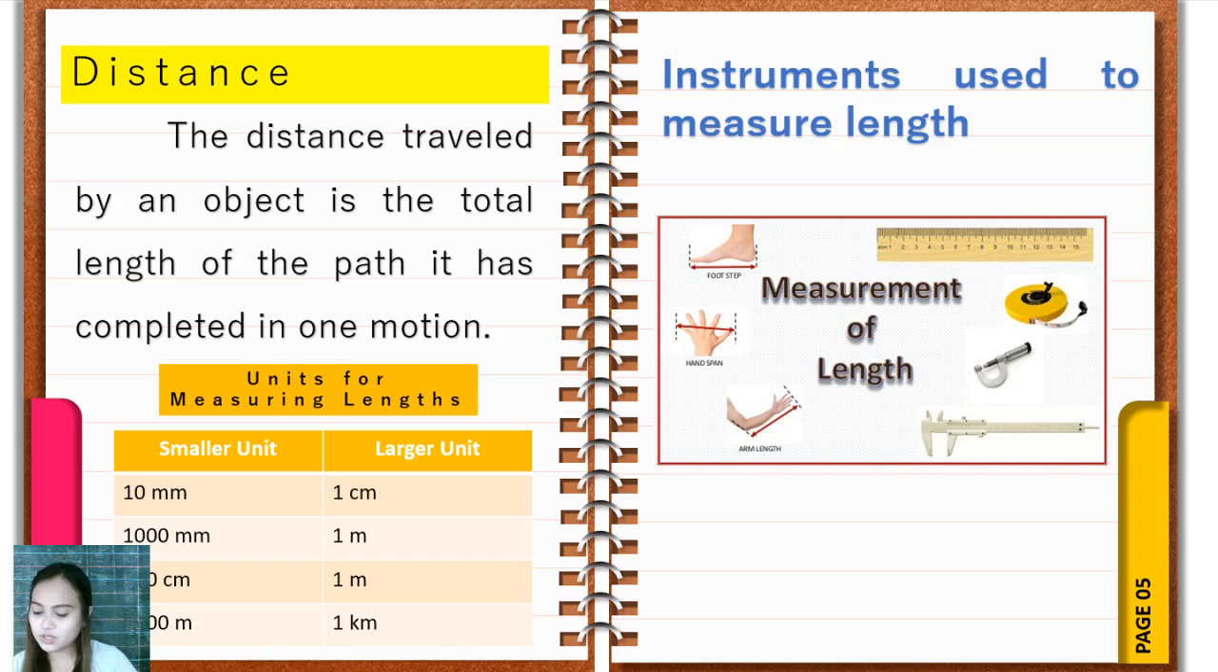We will use meter when it is only the side of a room or a school hallway that you will find the distance. We use kilometer when the distance is between your house and another province. You will use kilometer.